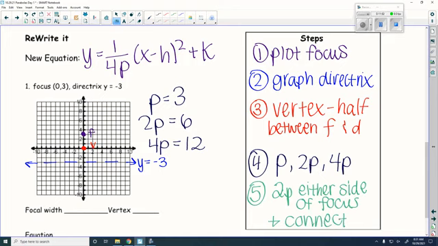So we're going to go 2P on either side. So then why don't we need the first? Because the 4P is going to answer this question. So go 2P on either side. So 2P was 6. So we're going to go 1, 2, 3, 4, 5, 6. 1, 2, 3, 4, 5, 6. And now we can connect our vertex to those lines.